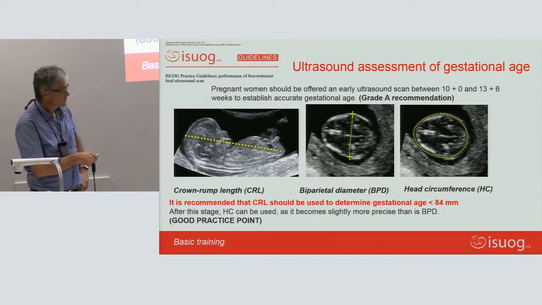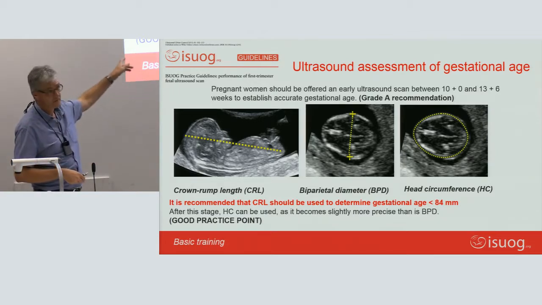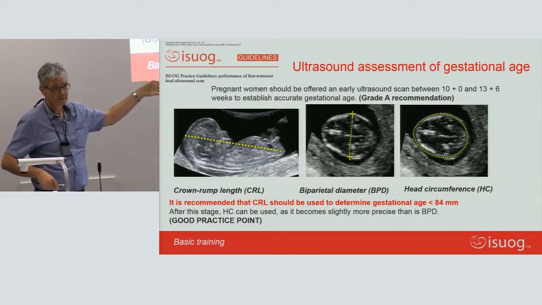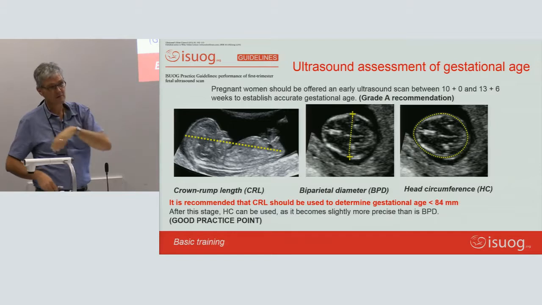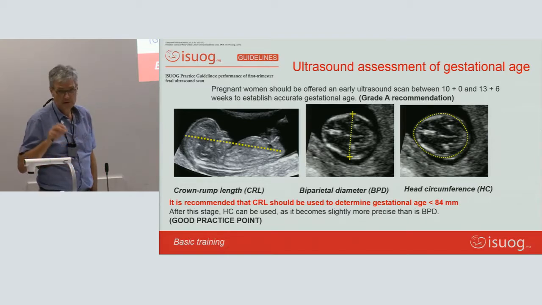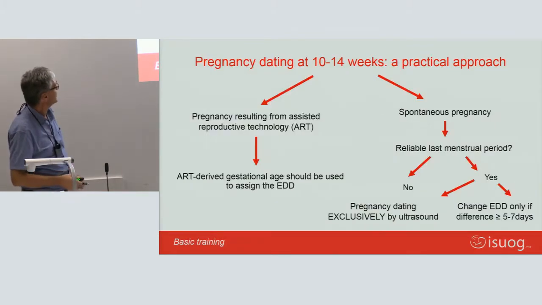Now of course, now and again, women arrive where the crown rump length is 90 millimeters. So how do you determine the gestational age now? Tell her, come back last week, and then we'll do it for you. Now we use the head circumference. So go to the trouble of measuring the head circumference. It's been shown that the head circumference is more precise than the biparietal diameter.